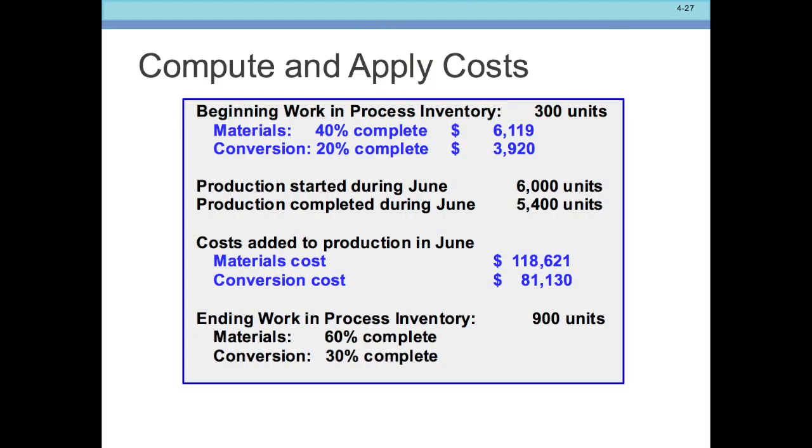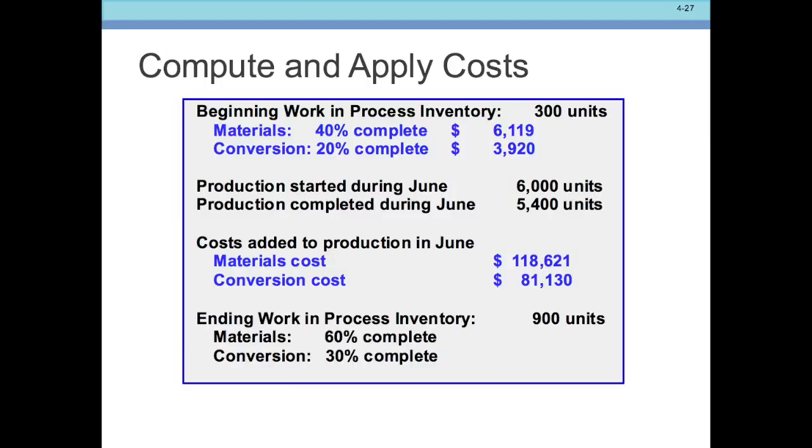Okay, let's apply those costs and see if we can come up with some numbers here. So the situation is, in this particular time period, we have beginning work in progress inventory of 300 units. Materials, and this would be the ending period from the last period. So the beginning work in progress inventory is the previous ending work in progress inventory. Materials were 40% complete for a cost of $61.19. Conversion was 20% complete for $39.20.